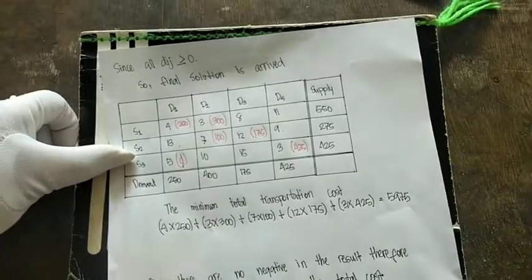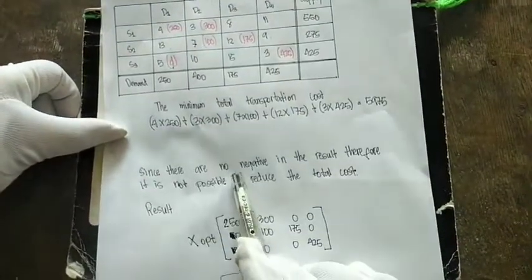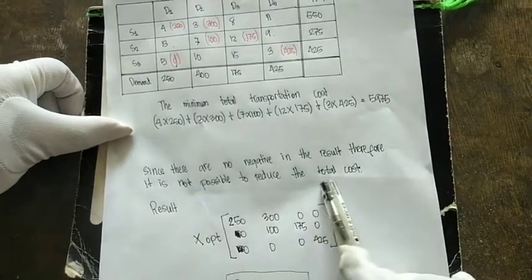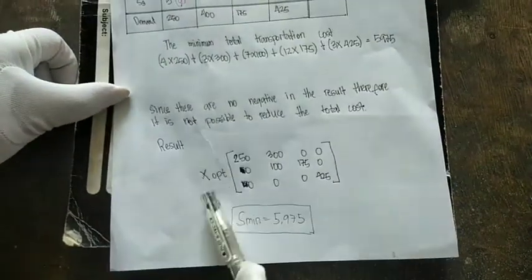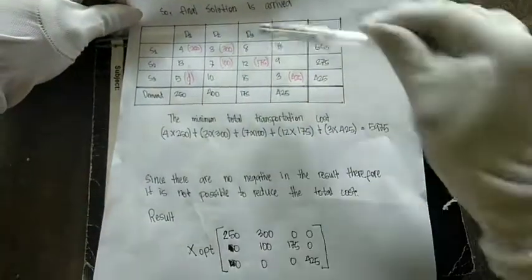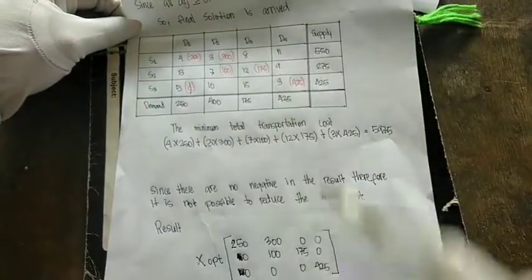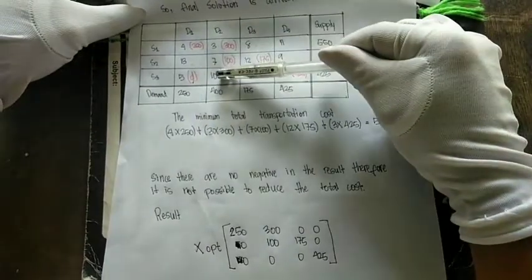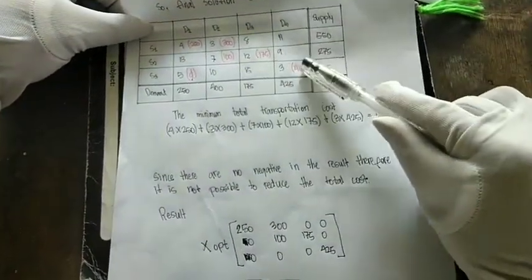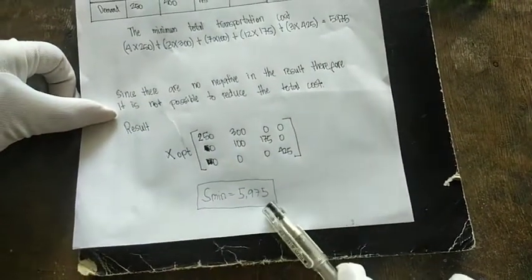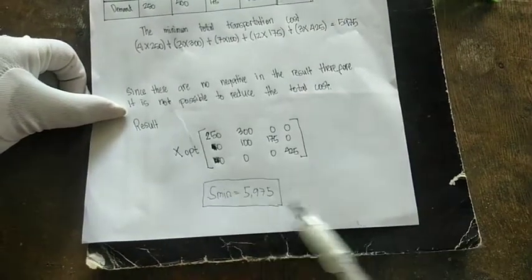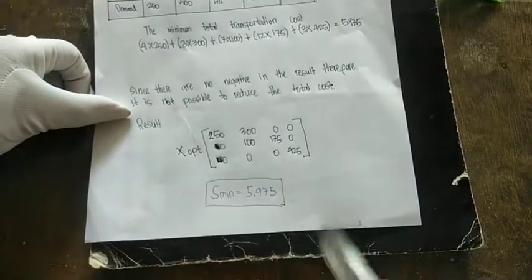So it's the same for the northwest corner method. Since there are no negatives in the result, it is not possible to reduce the total cost. So this is the result. X optimal, X OPT: 250, 300, 0, then 0, 0, 0, then 100, 175, 0, and 0, 0, and the last one is 425. So our S minimum will equal 5,975. So this is our final answer for the MODI method.